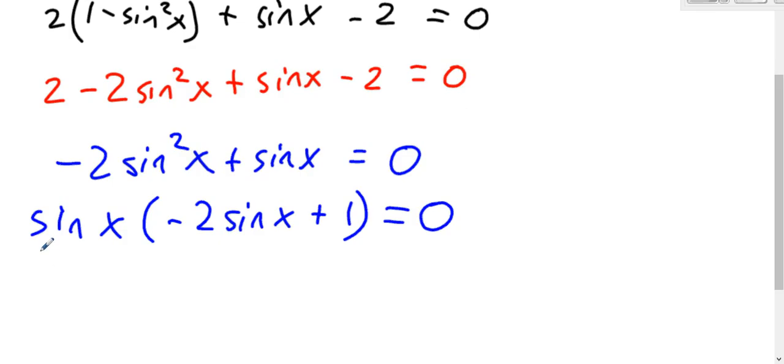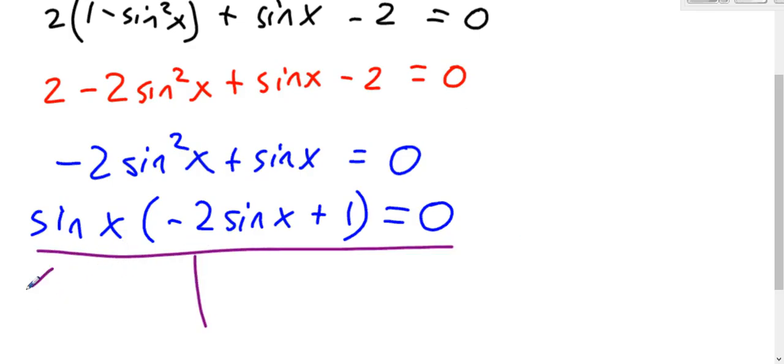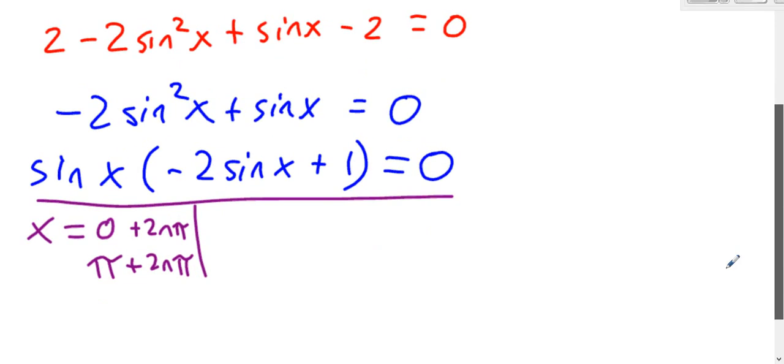And then solve it. Sine of x equals 0. That means x is 0 plus 2n pi, or pi plus 2n pi. Since 0 and pi are just half a circle away from each other, you could actually combine them. You could just say x equals just half a revolution, so just n pi. That would sum it all up. Either way is okay.